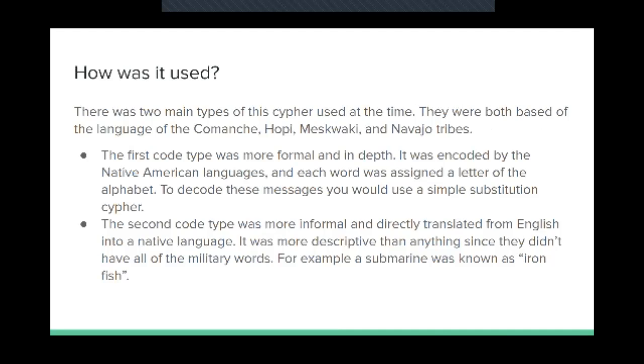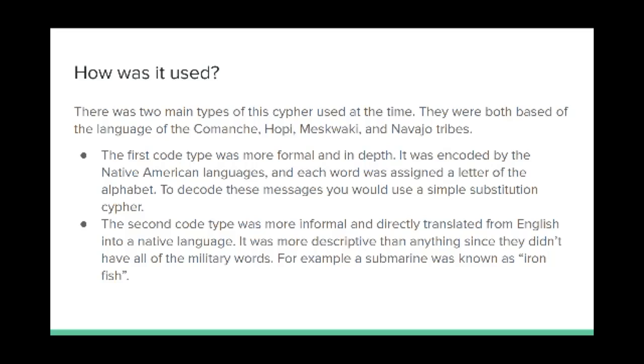And how was it used? So it was used in two main ways, but both were based in the Native American languages: Comanche, Hopi, Meskwaki, and Navajo tribes. I probably really messed up those names, so I apologize for that. The first code was more formal and in depth, and it was encoded in the Native American languages listed above, and each word in those languages was assigned a letter of the alphabet. To decode the messages, it was just a simple substitution cipher. But if you didn't know which words went with which letter of the alphabet, it was kind of hard to figure out.